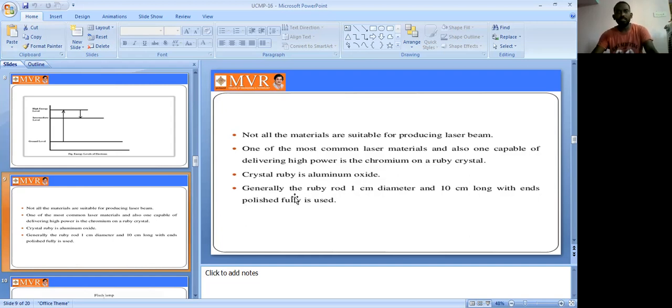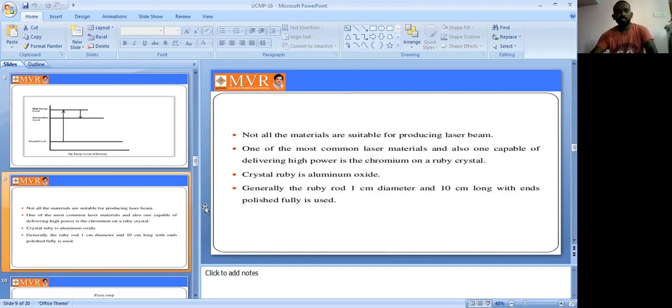Generally, the ruby rod is 1 centimeter in diameter and up to 10 centimeters long, with the ends polished fully. This ruby rod, with dimensions from 1 centimeter to 10 centimeters and fully polished ends, is used in the laser beam machining process.